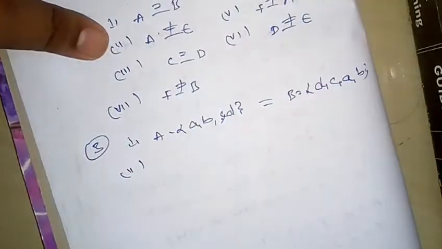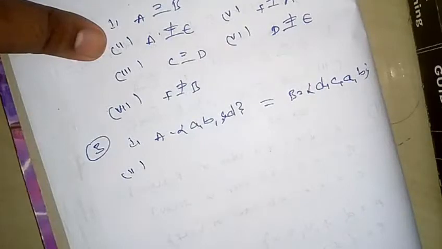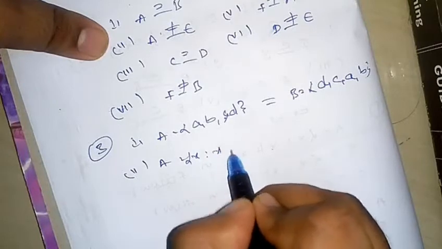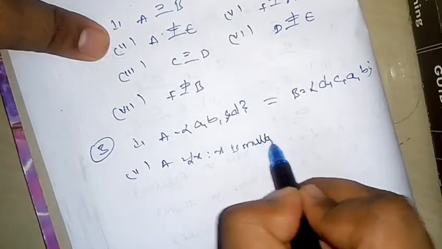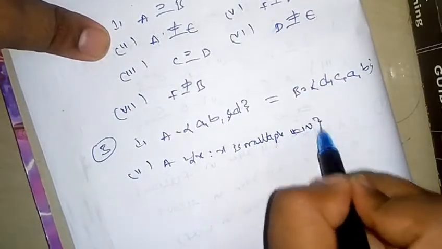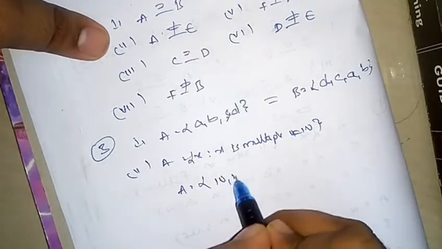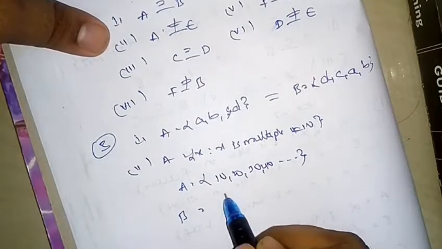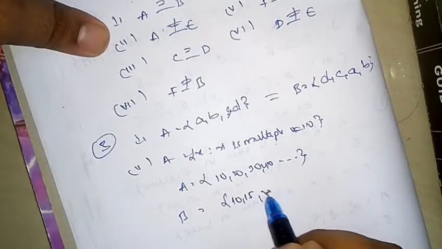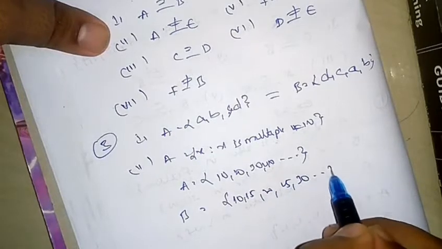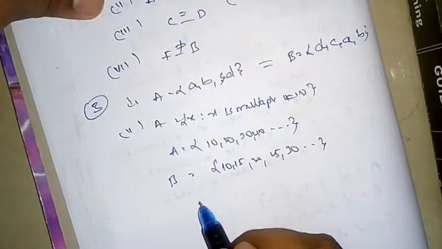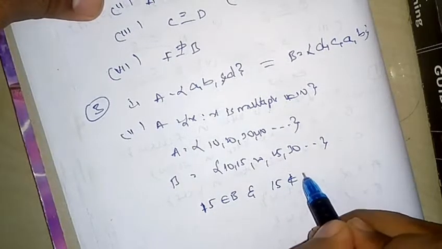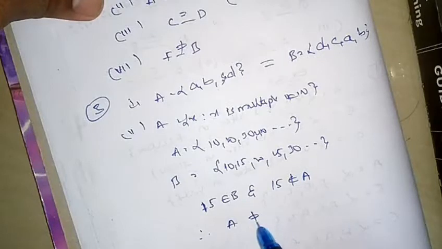Second one, A is equal to {x such that x is a multiple of 10}. That means A is equal to {10, 20, 30, 40, and so on}. And B is equal to {10, 15, 20, 25, 30, and so on}. Here, if you observe, 15 belongs to B and 15 does not belong to A. Therefore, A is not equal to B.